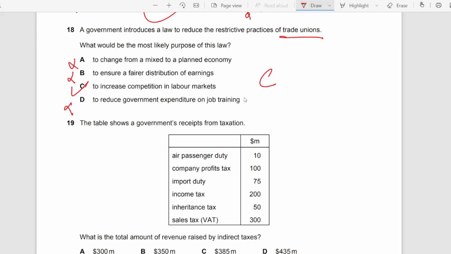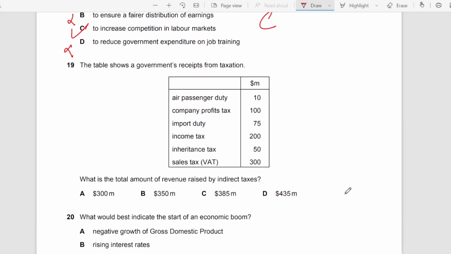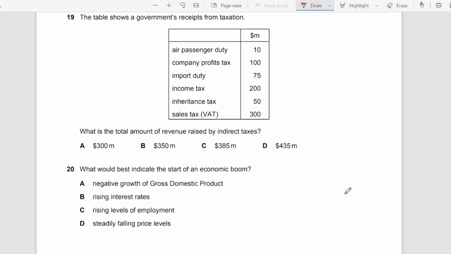The table shows a government's receipts from taxation. What is the total amount of revenue raised by indirect taxes? Now you guys know what indirect taxes are, right? The taxes which are levied on the consumption of goods and services. And direct taxes are taxes on company profit or income. So the company profit tax is a direct tax, and income tax is a direct tax. These will not be part of the calculation.